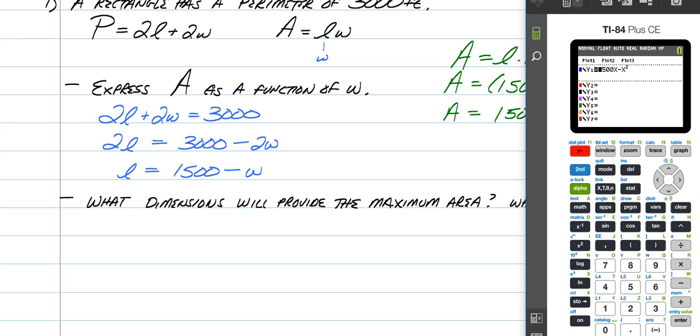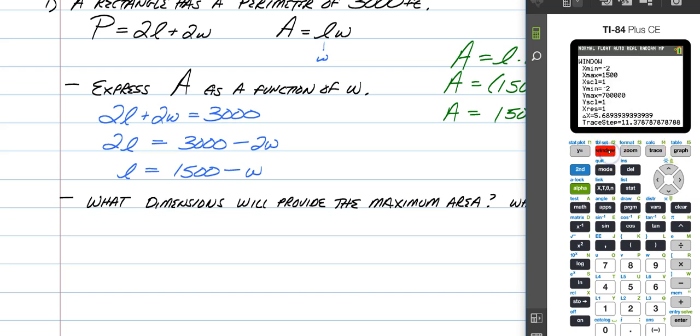I have already typed it into Y1 just to save time on this video, but all you need to do is type 1,500x minus x squared, or if you did negative x squared plus 1,500x, that's going to be absolutely fine as well. And of course, this is going to have a massive area. If you think about it, if you had 1,500 as one of the lengths, it's going to be pretty big.